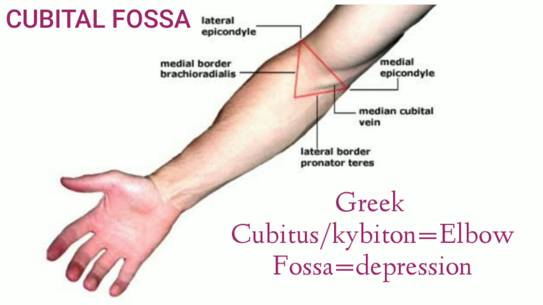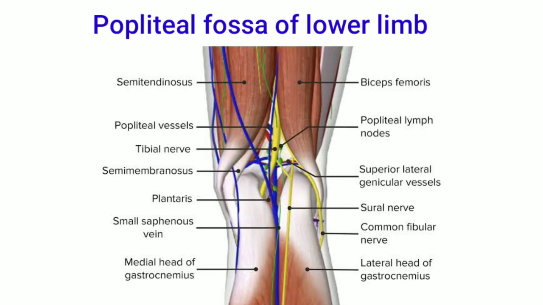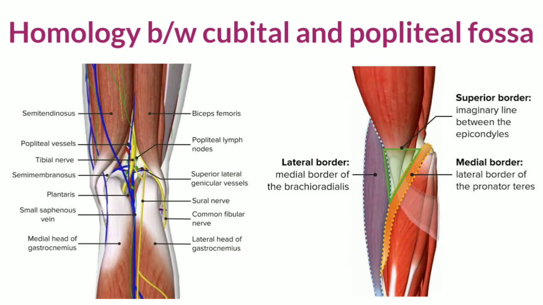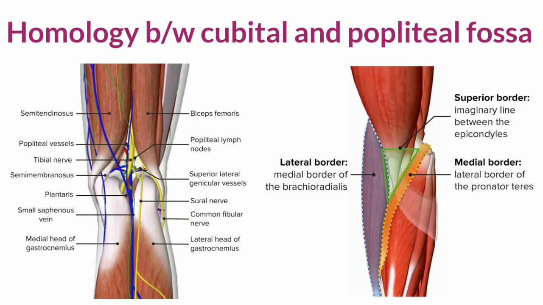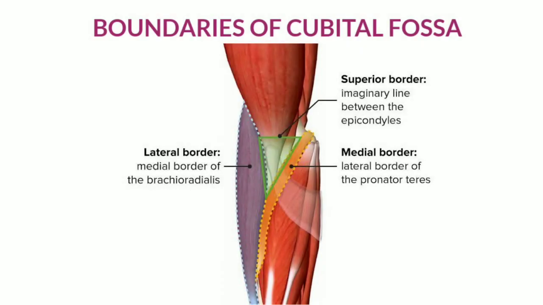This fossa is present in the upper limb. Like this, another fossa is present in the lower limb called the popliteal fossa. Hence, we can say that the cubital fossa of the upper limb is homologous to the popliteal fossa of the lower limb. Coming to the boundaries, the medial boundary is formed by the lateral border of pronator teres, and the lateral boundary is formed by the medial border of brachioradialis.